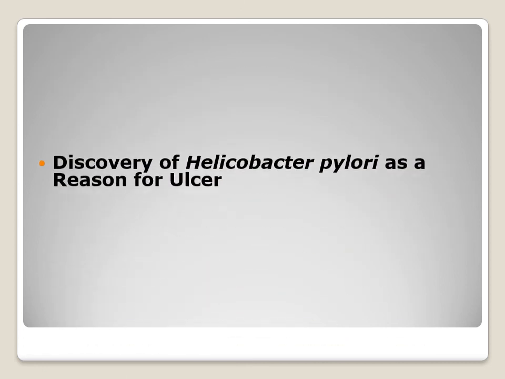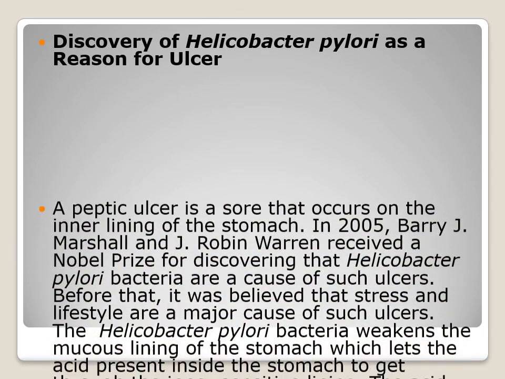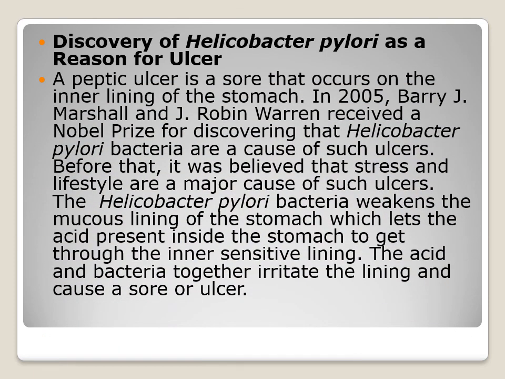One of the important discoveries of a causative agent is about the ulcer and Helicobacter pylori as the reason for the ulcer. A peptic ulcer is a sore that occurs on the inner lining of the stomach. In 2005, Marshall and Warren, Australian scientists, received the Nobel Prize for discovering that Helicobacter pylori causes this ulcer in the pyloric region of the stomach.